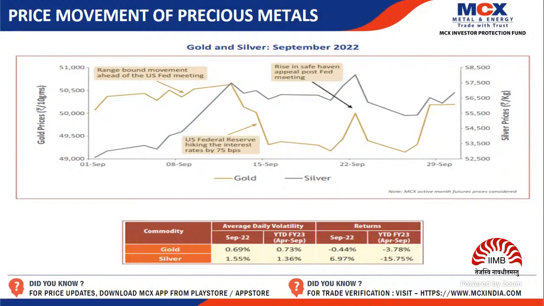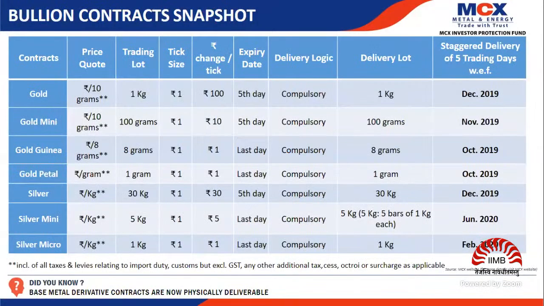If you see what things we discuss, the same thing is affecting commodity prices here also. See, these are the contract specifications. If you wish, you can take a screenshot also. As I told, first is gold, a 1 kg contract. So for 1 rupee plus or minus, you gain 100 rupees or you lose 100 rupees. And delivery logic, you can see, for all the contracts, it's compulsory delivery.